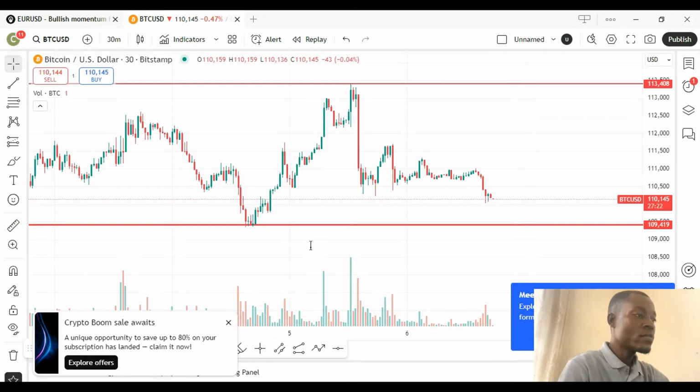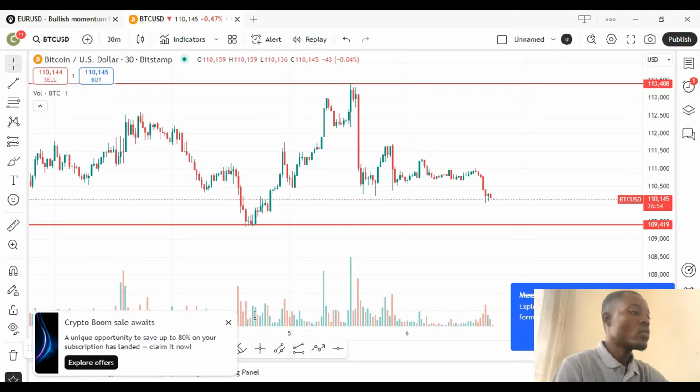The next thing you have to do is to identify your resistance and then your support zones. And then you wait patiently for a liquidity sweep at those zones. Then the next thing you also have to look out for is a break of structure or a change of character. And you also have to look out for a fair value gap on the market.